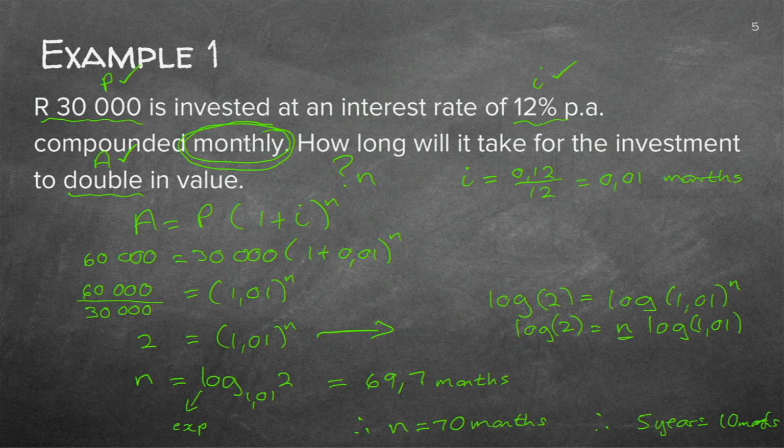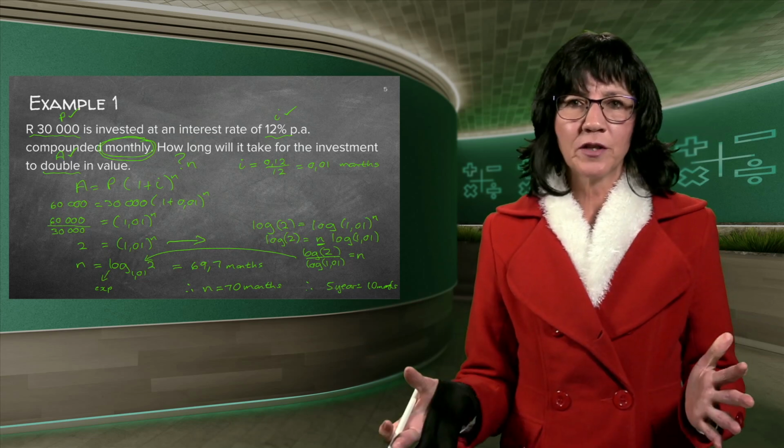Now I need the n all alone. So I'm going to leave the n on the right-hand side and I'm going to say log 2 divided by log 1.01. And if you look at that, it can be rewritten as log with the 1.01 as the footnote and the 2 on the top, and it's going to give you exactly the same answer. Good. So it's very short, these problems.